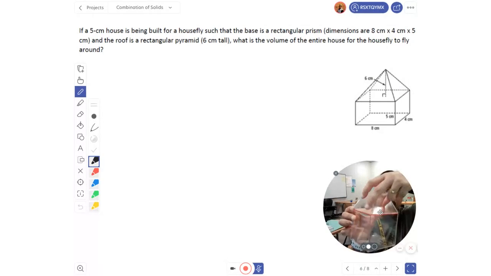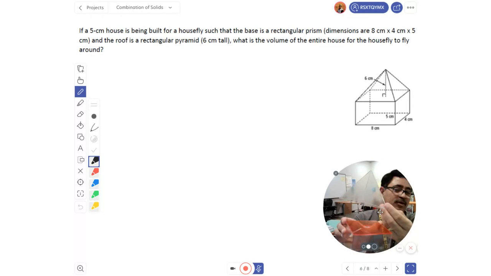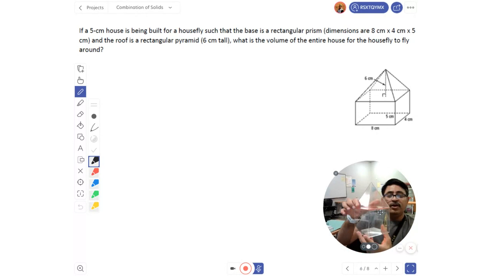Again, you have to compute the volume of the upper portion and the volume of the lower portion. See that these two are two parts. So this one is a pyramid and this one is a prism. These two you have to compute separately. Again, I'm repeating, you compute the volume of the pyramid and the volume of the prism, and when you sum up, you get the total volume of this one.